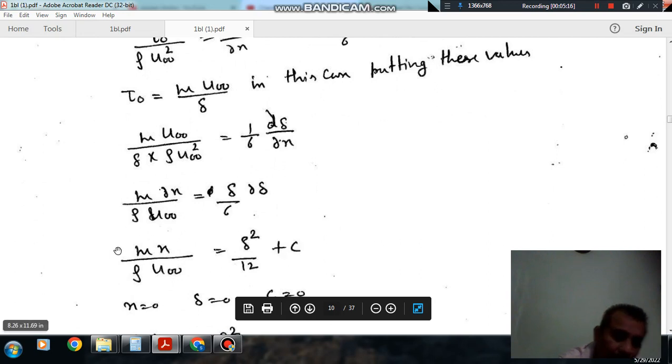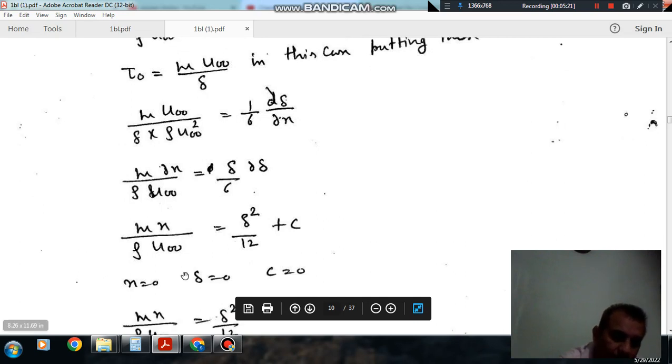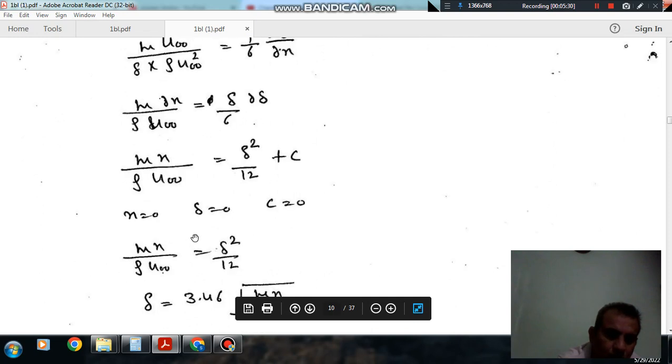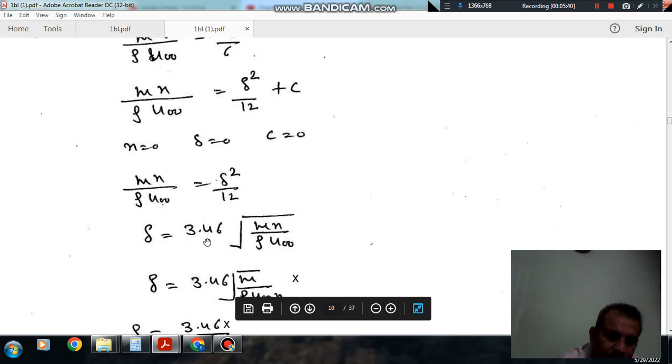C. Now at the leading edge, there is no boundary layer thickness. So it means that x is equal to 0, delta is equal to 0, so C is equal to 0. So this constant is 0. Now mu x by rho u infinity is equal to delta square by 12, or delta is equal to 3.46 root of mu x by rho u infinity.